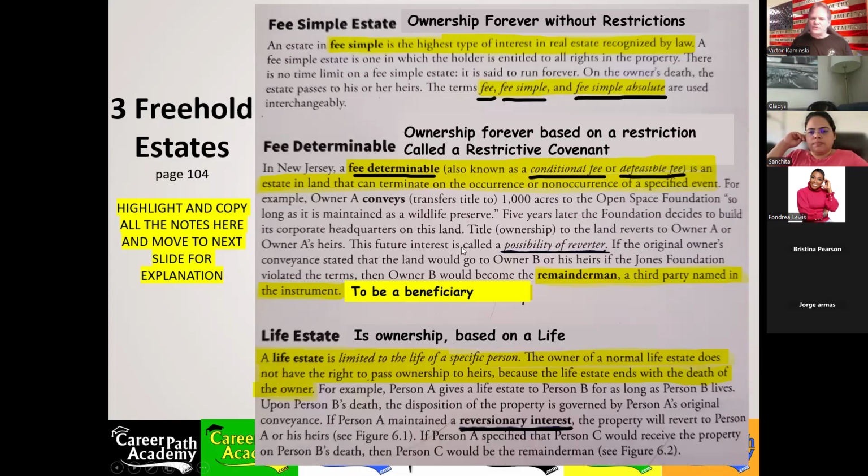This future interest is called the possibility of reverter. It's possible that the ownership interest can revert back to the previous owner who placed a restriction in the land. If you didn't violate it, there's nothing to worry about. Violate the restriction, the ownership can revert back to the previous owner.